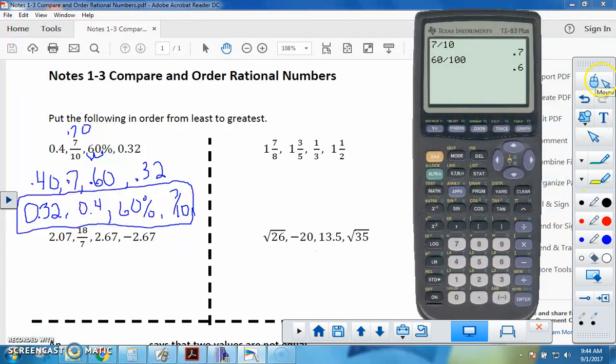So what I would like for y'all to do now is to do this bottom problem right here, the 2 and 7 hundredths. I would like for y'all to do that now.